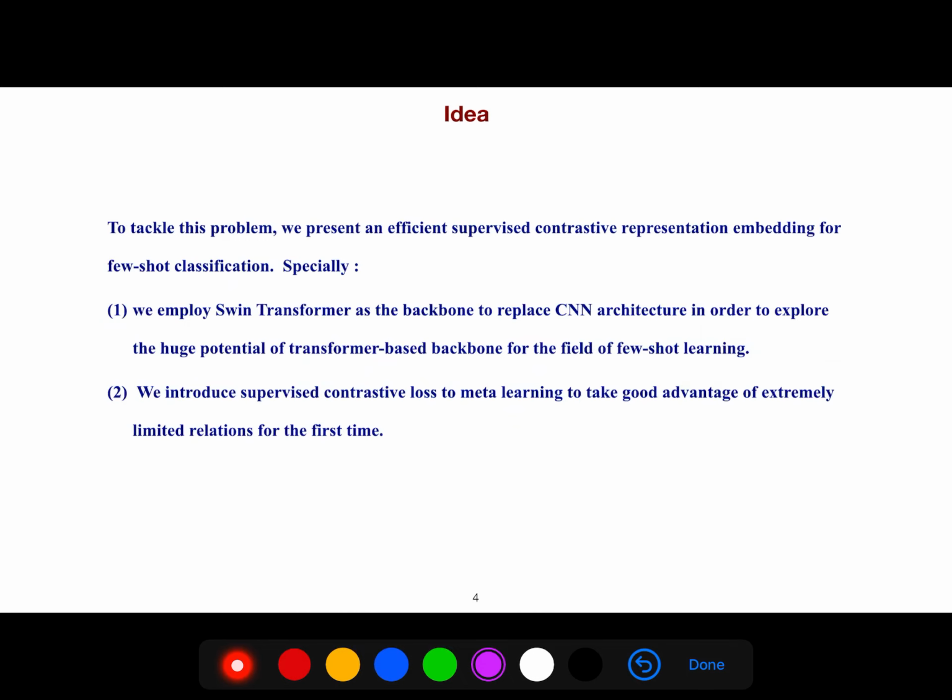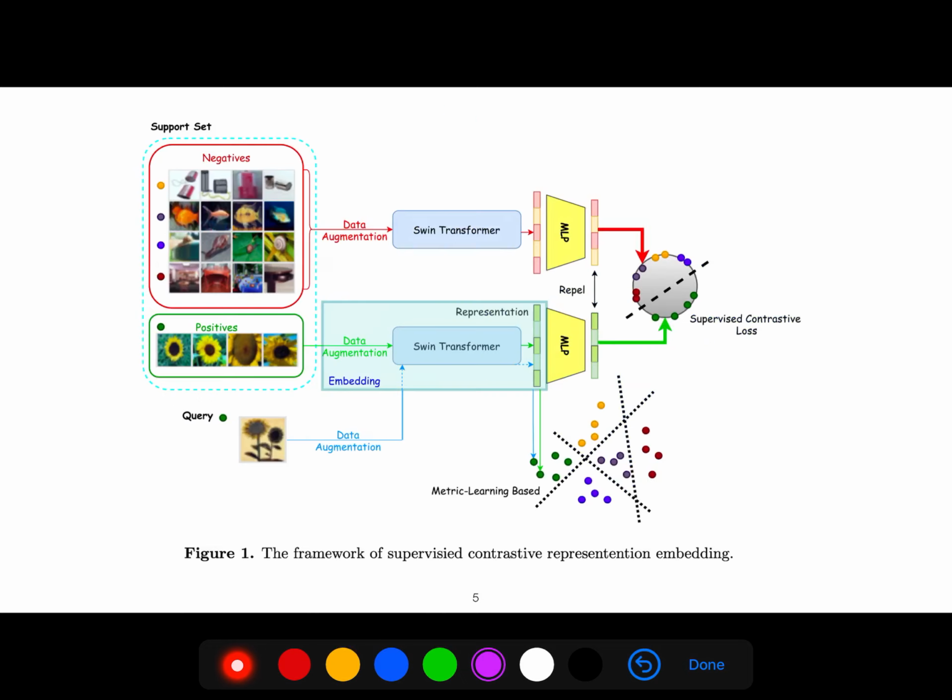To tackle this problem, we present an efficient supervised contrastive representation embedding for few-shot classification. So we employ Swin Transformer, a kind of transformer, as the backbone to replace the convolutional neural network architecture in order to explore the huge potential of a transformer-based backbone for the field of few-shot learning. We introduce supervised contrastive loss to meta-learning to take good advantage of extremely limited relations for the first time. This is the framework of supervised contrastive representation embedding.